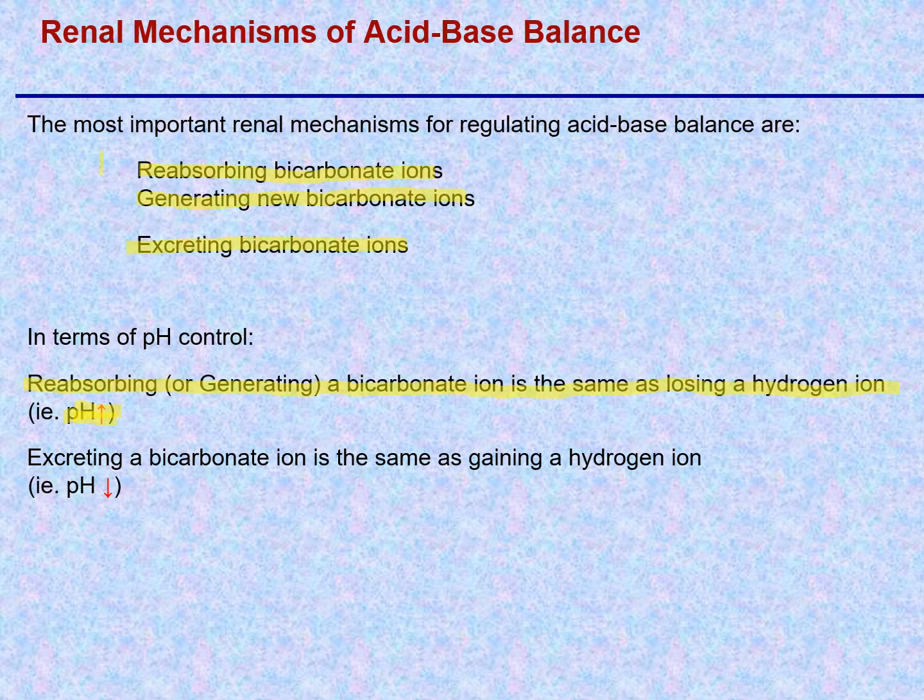These two, reabsorbing bicarb or generating a new bicarb, raise pH. If the kidneys excrete bicarb, it's the same as gaining a hydrogen ion, and therefore that will cause a decrease in the pH. The excretion of a bicarb is equivalent to gaining a hydrogen ion, and you'll see in the next few slides how that goes.